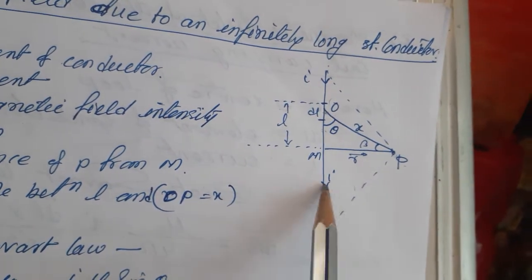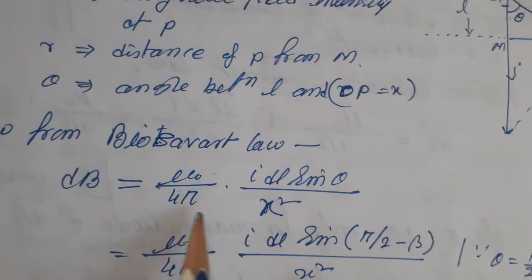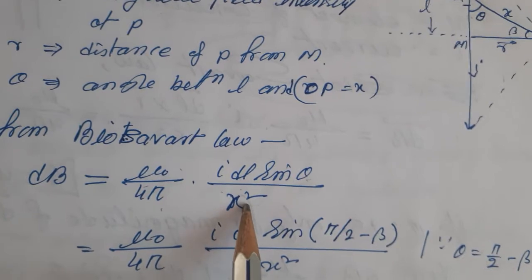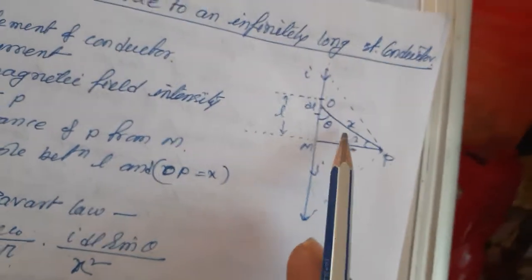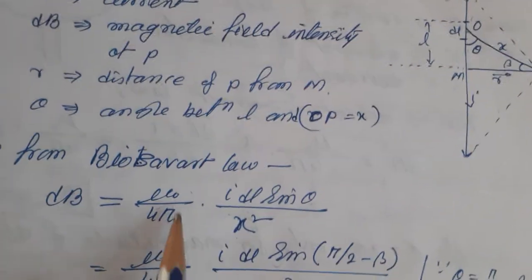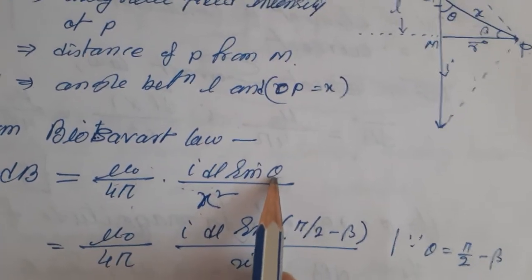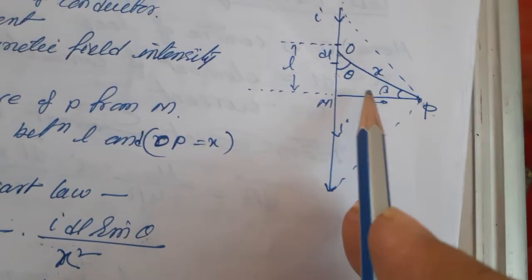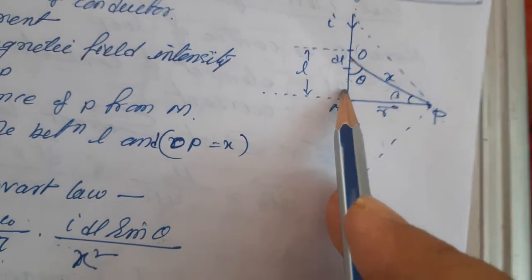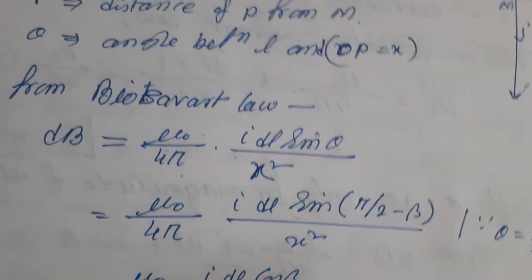I is the current. So my expression of the Biot-Savart law will be dB is equal to mu 0 by 4 pi, I dl sine of theta by x square. Look at this: here my distance is x, so this is x square. Now in mu 0 by 4 pi I dl sine theta, I have to replace theta. Theta is equal to pi by 2, 90 degrees, minus beta. That means pi by 2 minus beta. So I put it here, and all these are the same.